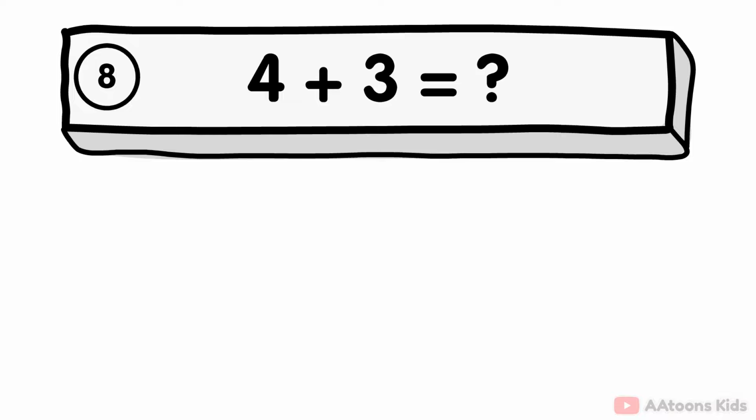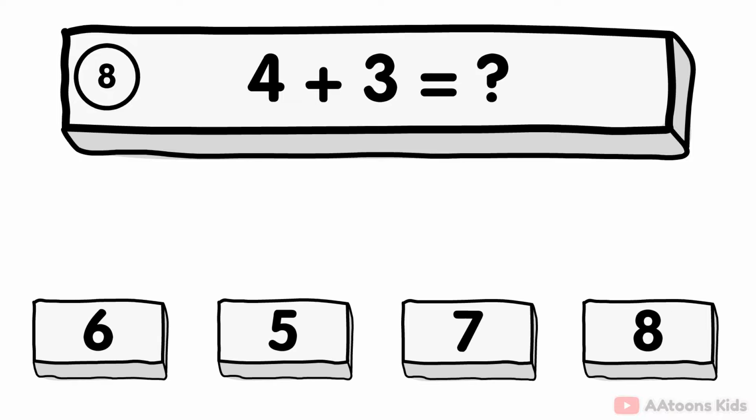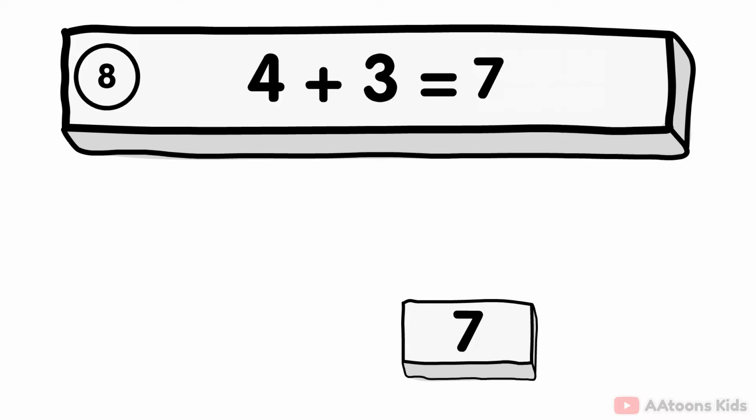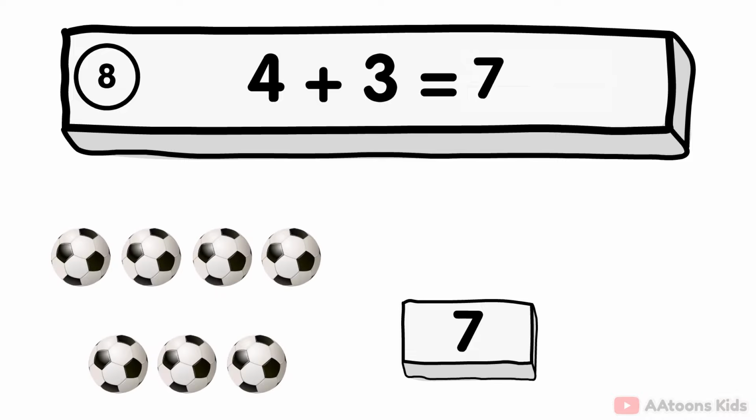4 plus 3 is equal to 7. Let's take 4 balls and 3 balls. Now count together. 1, 2, 3, 4, 5, 6, 7.